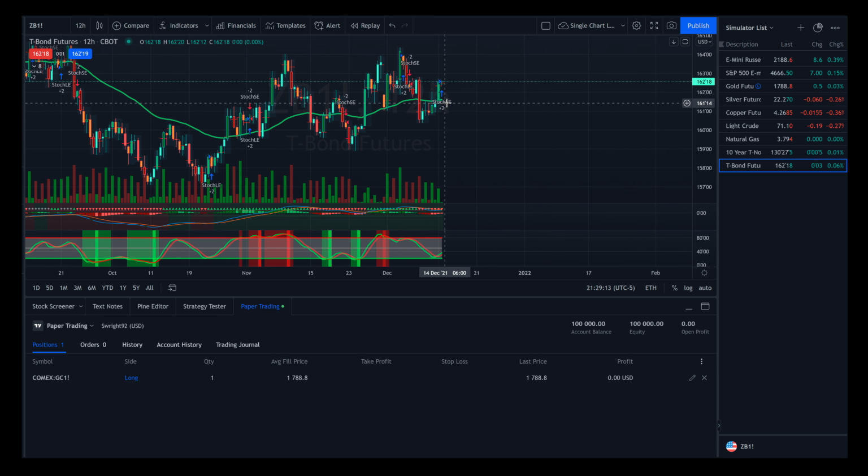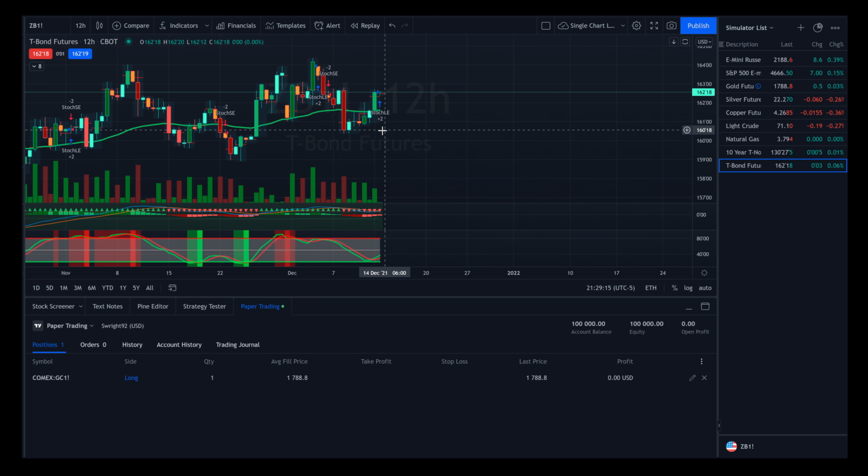Oh, there we go. There's our long signal that just printed. But if it's still saying to long when I get up in the morning at 6 a.m., then I'll go ahead and enter that buy order. But for now, I'm gonna leave it just in case it declines, because it's really, really flat right now. So yeah.